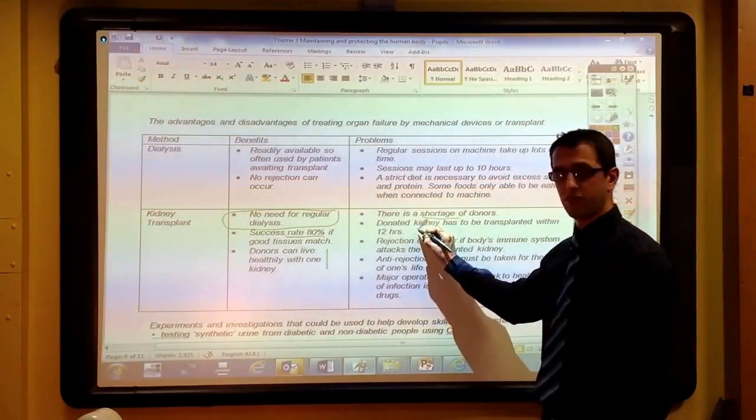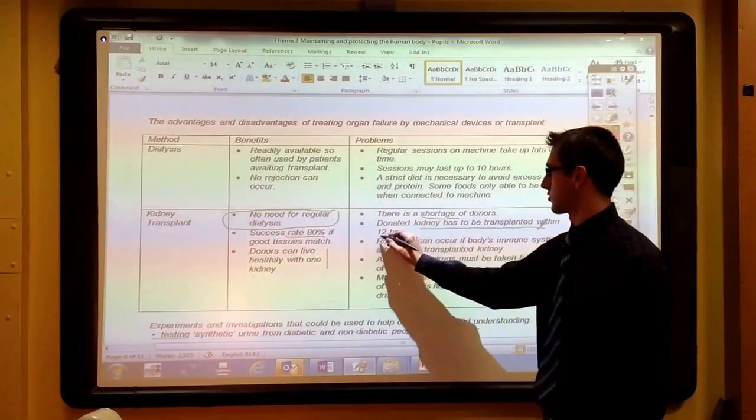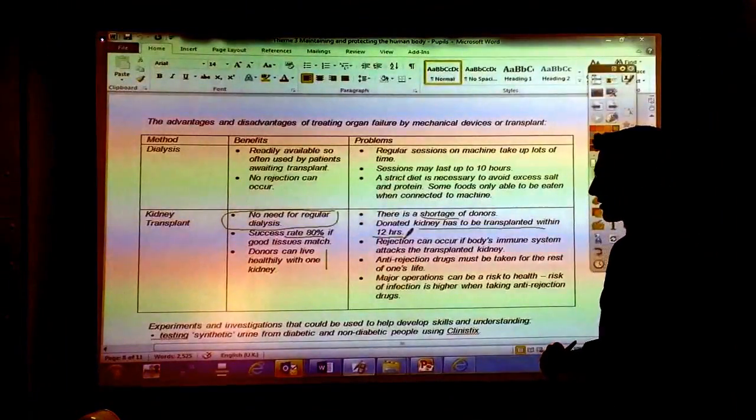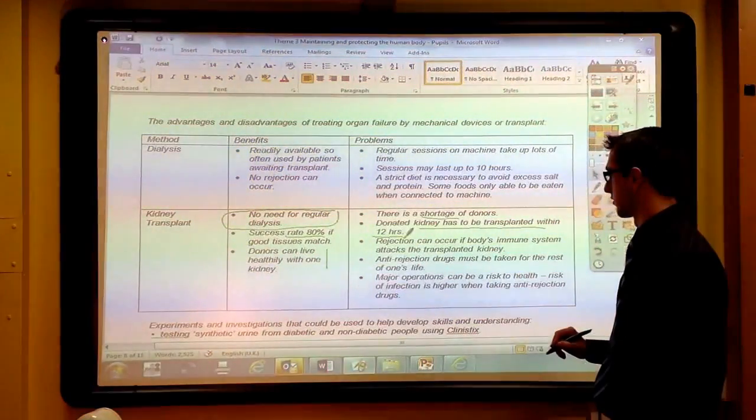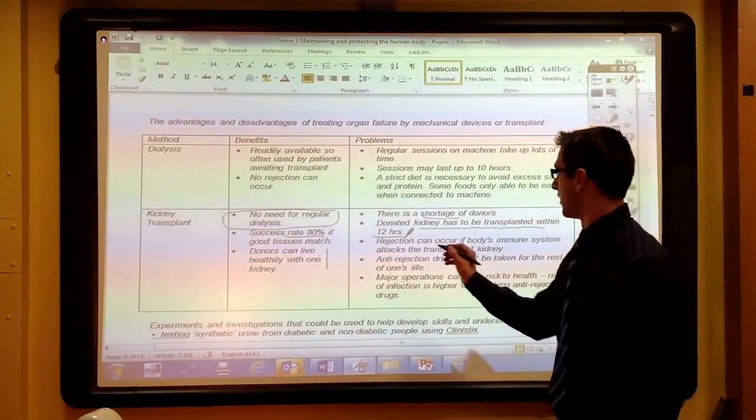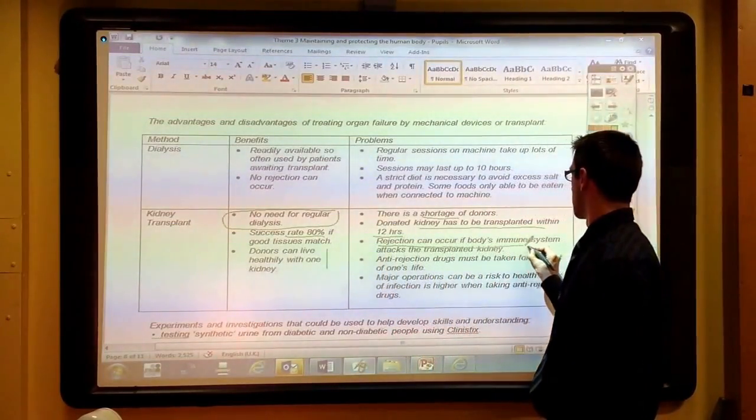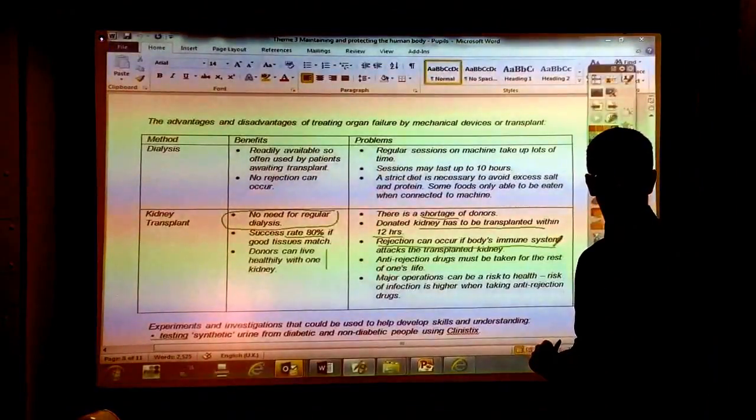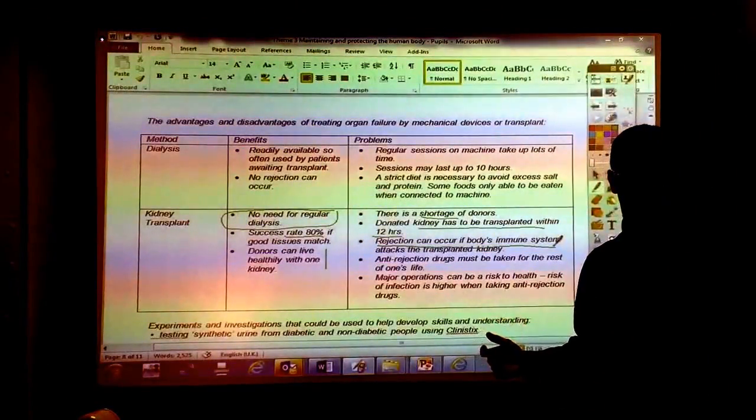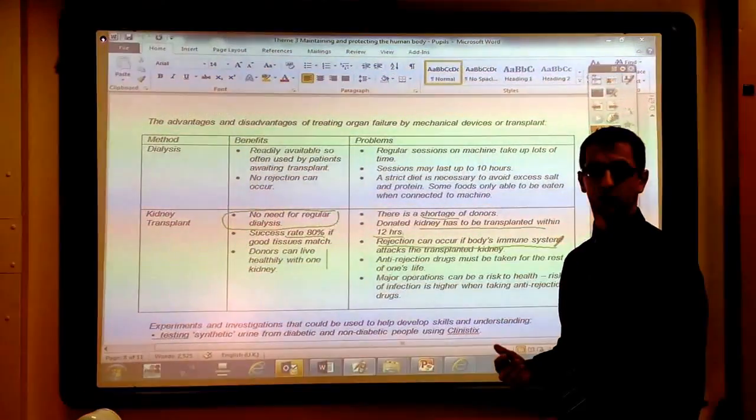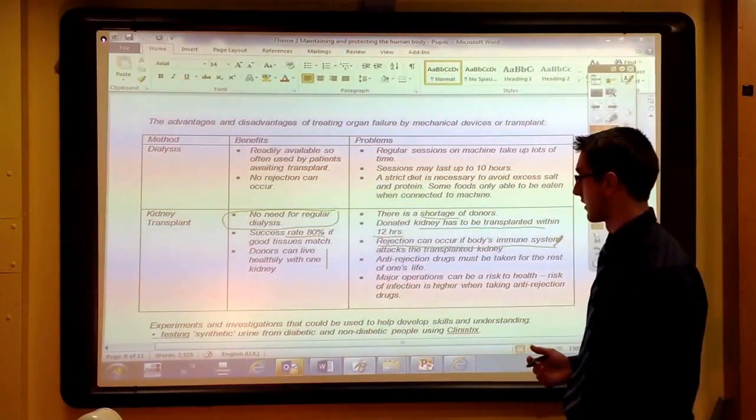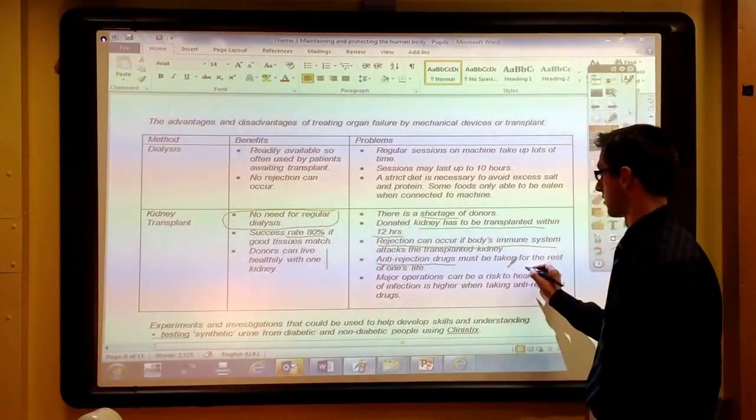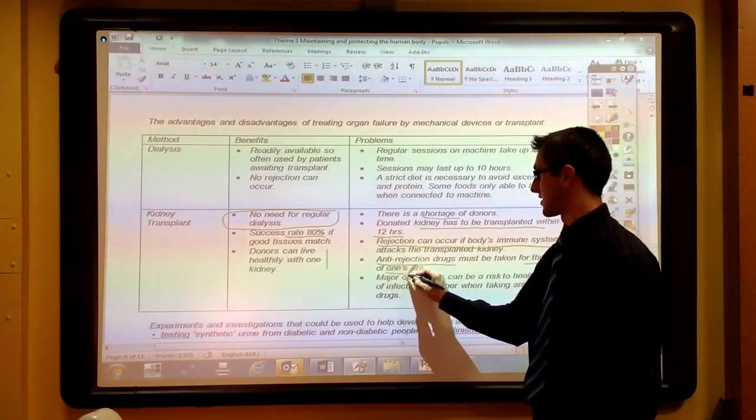The kidney itself must be transplanted within about 12 hours. So if the donor has to travel a long way to get to their recipient, that can be a wasted kidney. Like any transplant, there's a huge risk of rejection, being that it's not your own body tissue. Your body will try and mount an immune response against it and fight it. If you do reject the organ, it can kill you quite easily. So therefore, to prevent that, patients are given anti-rejection drugs, but they must take these for the rest of their life.